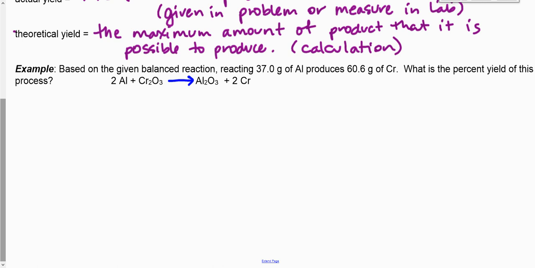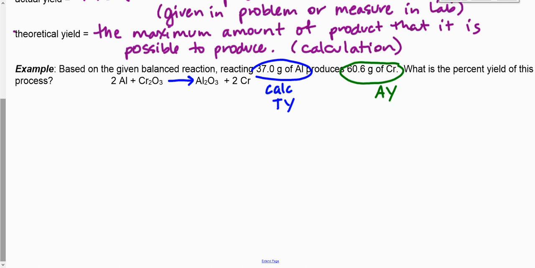So we're reacting 37.0 grams of aluminum. So this is a reaction amount. This is what we're going to use to calculate our theoretical yield. Because remember, we have to calculate that. And then when it says over here, we produce this much chromium, this is our actual yield. So what you're looking for is an amount of a reactant that will give you your theoretical, that's what you're going to use in your calculation, and an amount of a product that is your actual yield. So you're going to be given these two numbers and you need to figure out which one is which.